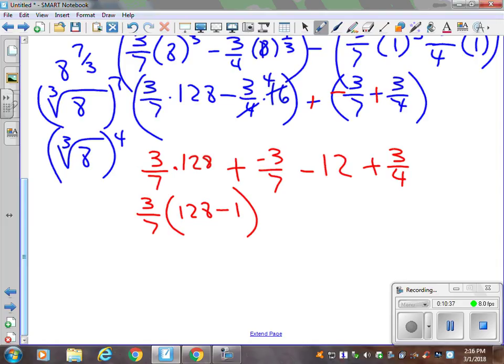I thought this was a good trick to show y'all because on the non-calculator part, who'd want to multiply 3 times 128 and try to figure out how to reduce that, y'all? Nobody. But if you have the same fraction on both of them, you can take the fraction out using the undistributive property and subtract these two, and then you can multiply together later.